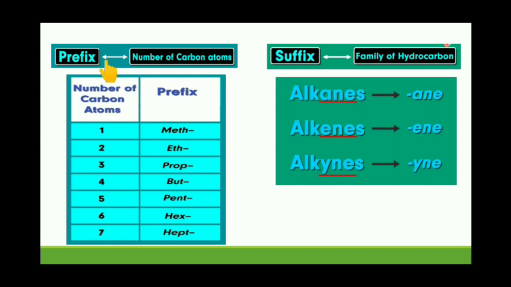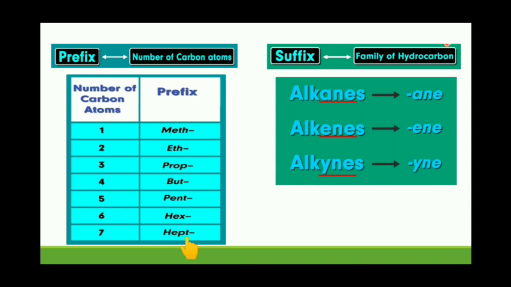Now prefix. If the hydrocarbon has one carbon atom, then the prefix is meth. If there are two carbon atoms, then the prefix is eth. For 3 carbon atoms, the prefix is prop. 4 carbon atoms, prefix is but. For 5 carbon atoms, the prefix is pent. 6 carbon atoms, prefix is hex. And for 7 carbon atoms, the prefix is hept.